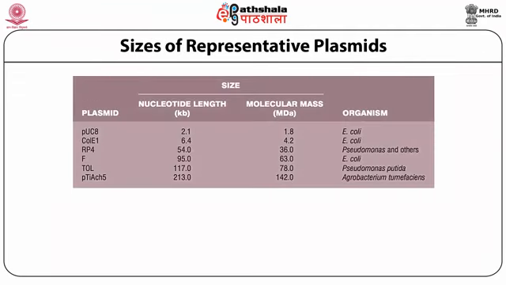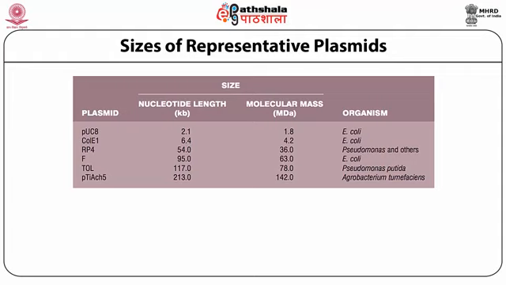This slide is included to show that these plasmids come in various sizes. For example, in the first column, the names of plasmids are given. On the left side, pUC8 is a small plasmid. It's about 2.1 kb in size. Molecular mass is 1.8 megadaltons. It can be replicated in E. coli. In fact, most of these can be replicated in E. coli, but these plasmids, which were originally isolated from various organisms, are listed in the last column on the right side.